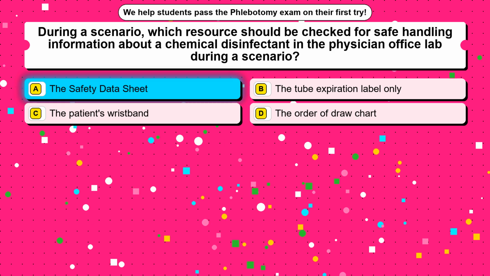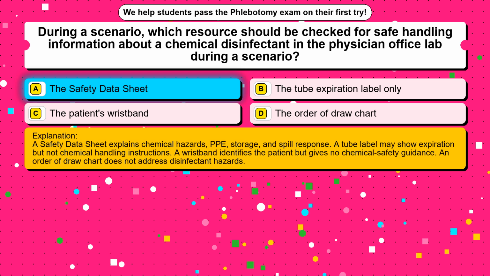The correct answer is option A. The safety data sheet. A safety data sheet explains chemical hazards, PPE, storage, and spill response. A tube label may show expiration but not chemical handling instructions. A wristband identifies the patient but gives no chemical safety guidance. An order of draw chart does not address disinfectant hazards.